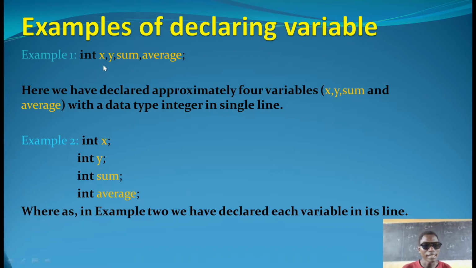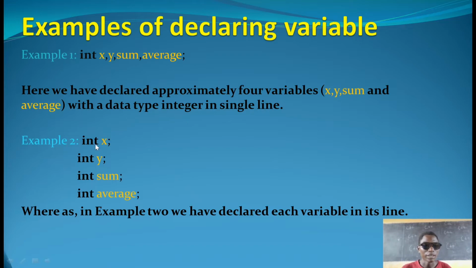Example 1, int x, y, sum, and average. Here, we have declared the four variables x, y, sum, and average with integer as data type. So, here we have declared four variables x, y, sum and average with data type integer in a single line.